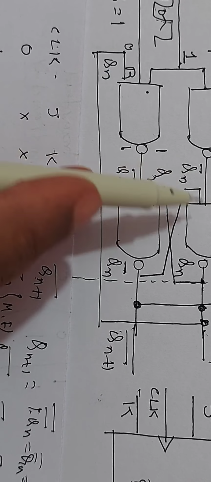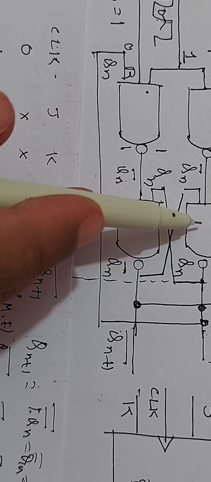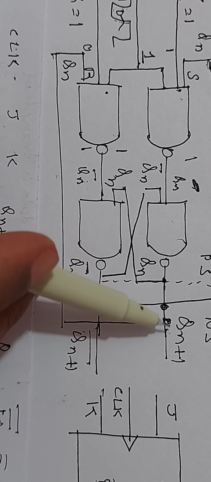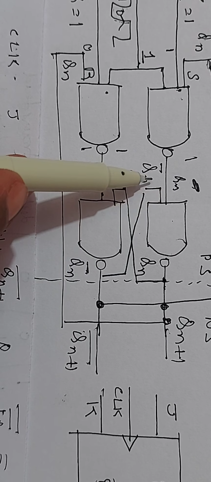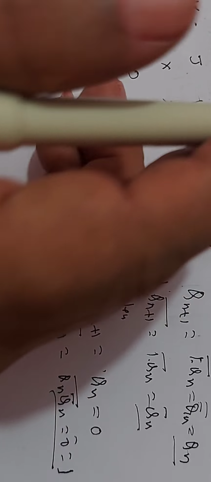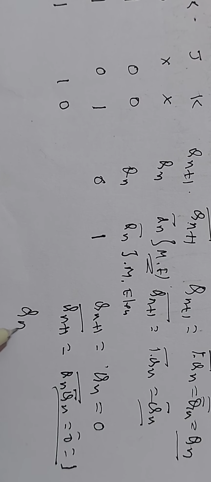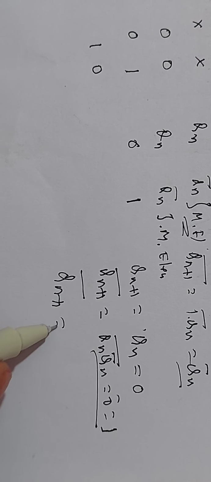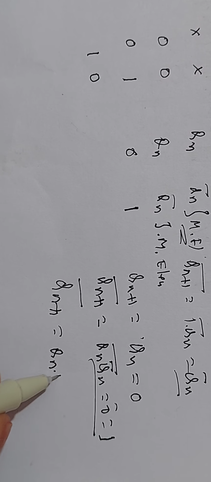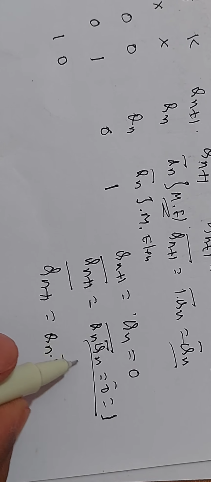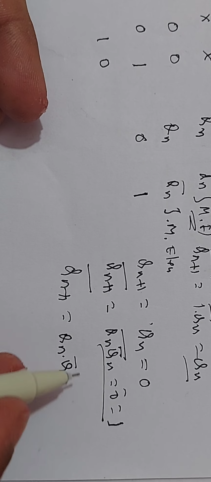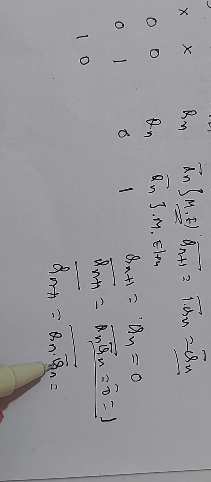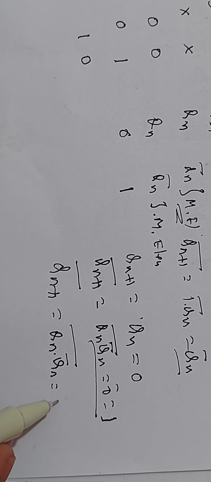Therefore, Qn and Qn bar are the inputs. Output of this NAND gate is Qn plus 1, which is equal to Qn into Qn bar, whole bar. Therefore, Qn plus 1 is equal to Qn into Qn bar whole bar, which is equal to 0 bar, whole bar, which is 1.